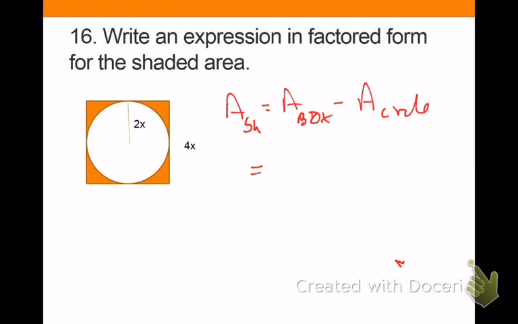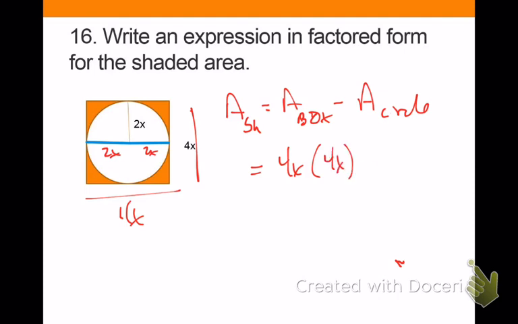Well, first of all, the area of the box is going to be length times width. Width is 4x. What's the length? Well, because the radius of this circle is 2x, right, we can kind of find the diameter by adding 2x to itself, and that'll give us the length here, which is going to be 4x. So this is actually a square. So I'm going to take 4x times 4x and subtract out the area of the circle. How do you find the area of a circle? Well, it's pi r squared, and r here is 2x.